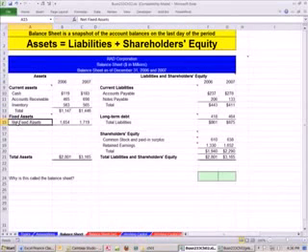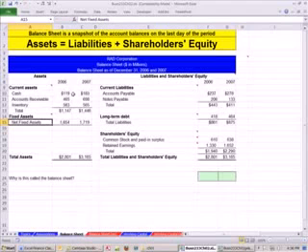Fixed assets, long term. Now we're going to see net fixed assets. That means whatever the original historical cost of your asset, your machine, your truck, minus the depreciation. And we'll talk about depreciation in just a bit. Then we have total assets.